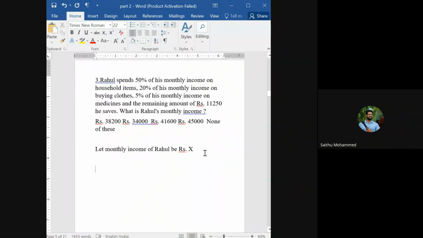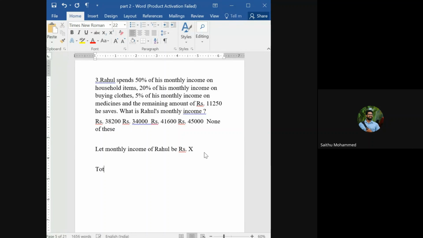And we know that we will be getting salary, then we will be spending out of it, and then we will be saving. That means income minus expenditure equals saving. That is a very common formula, right? So the same thing we will be applying here also. Before that, first we will see what is the total expenditure of Rahul.